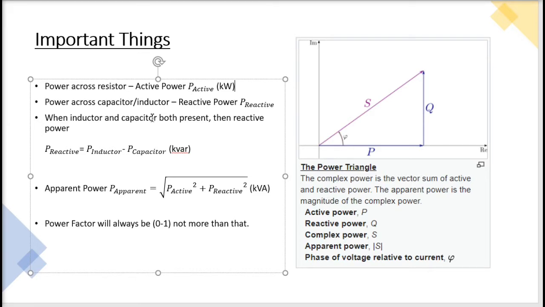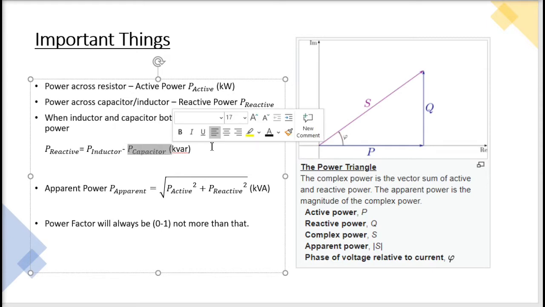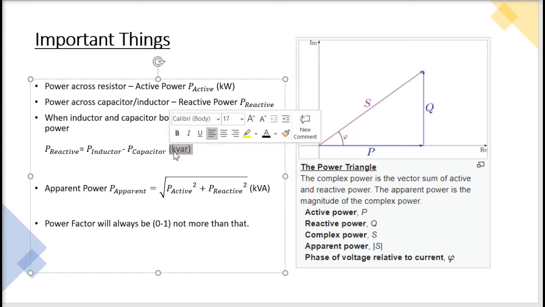And when you have an inductor and capacitor both present in a circuit, which you're going to find in one of the circuit samples that I'm going to provide, your reactive power is going to be the power of the inductor minus the power of the capacitor, okay? And the unit's going to be kVAR, okay?